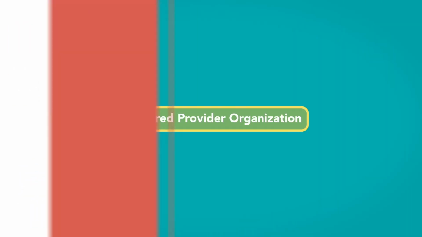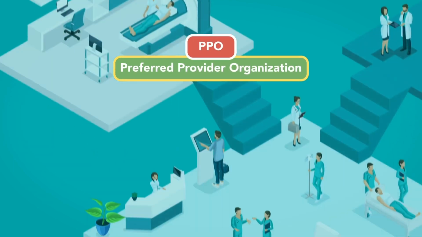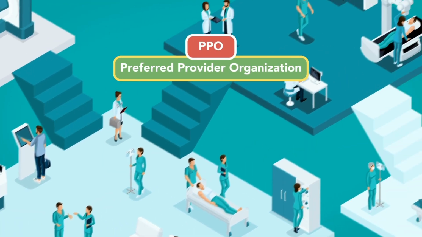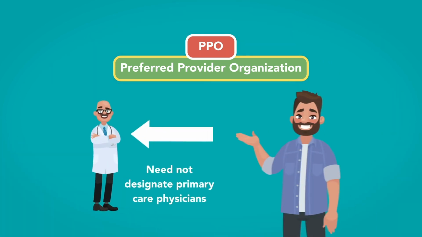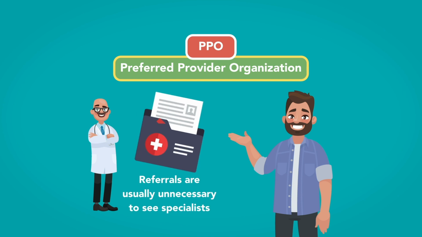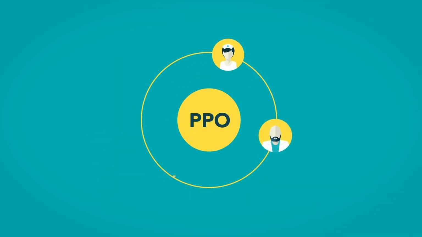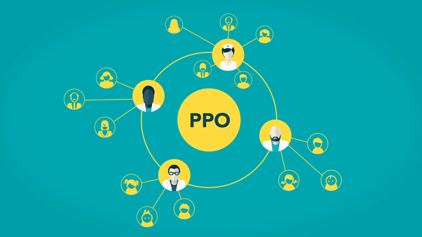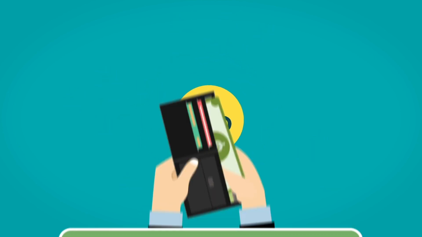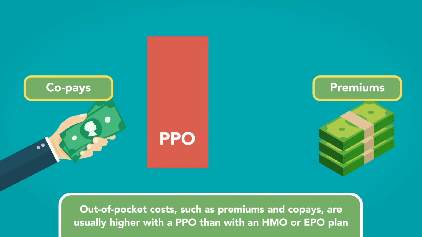A Preferred Provider Organization plan, known as a PPO, is a health plan that offers a larger network with more doctors and hospitals. Policyholders usually need not designate primary care physicians, and referrals are usually unnecessary to see specialists. PPOs also may be more flexible in covering out-of-network services. Out-of-pocket costs, such as premiums and copays, are usually higher with a PPO than with an HMO or EPO plan.